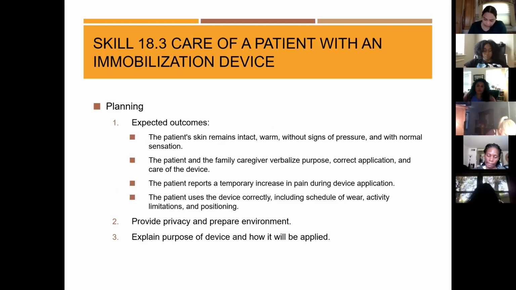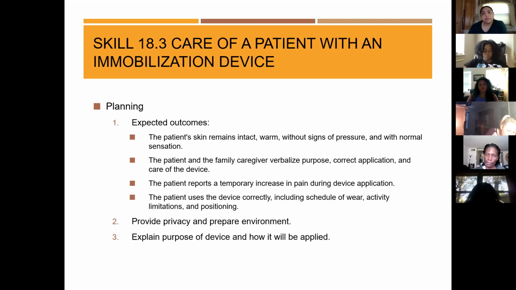There's no signs of any pressure problems coming, and it has normal sensation. If that is the opposite of what happens with your patient, then that sling or that brace, whatever you're using, it may be on too tight. So you would have to loosen it up. Okay, not too much, but you would have to loosen it up some.